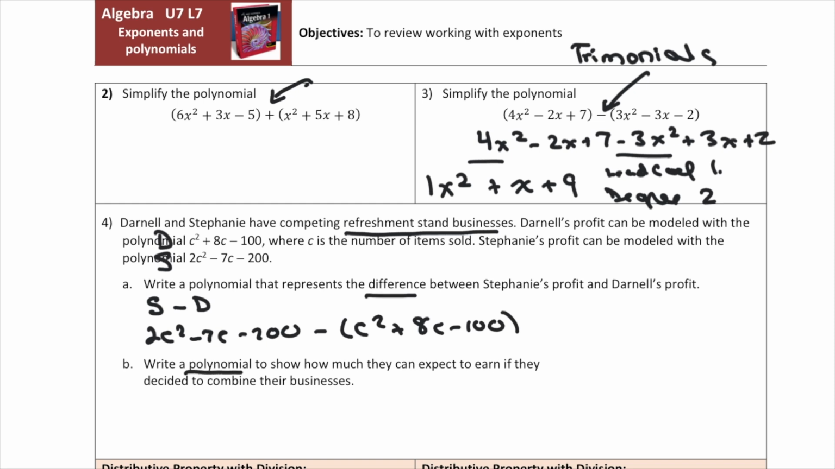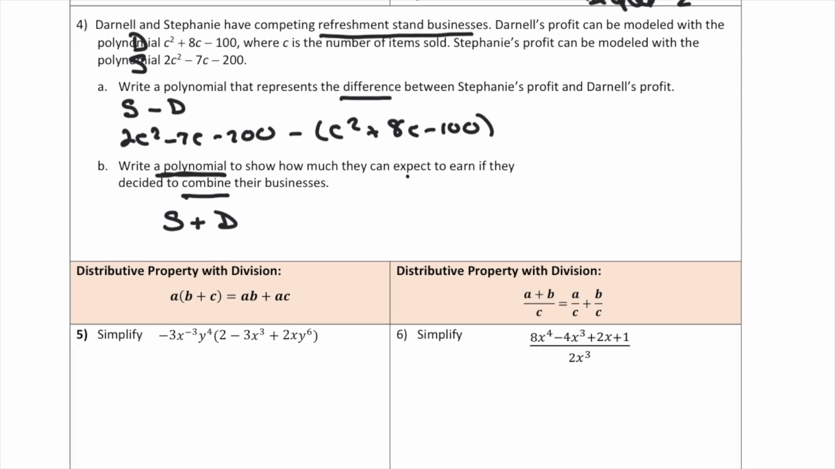We want to write a polynomial. So what that means is we want this simplified expression for when we decide to, if we expect them to combine their terms. So that means this model will be Stephanie's plus Darnell's. And when you write your polynomial, make certain it's in standard form.